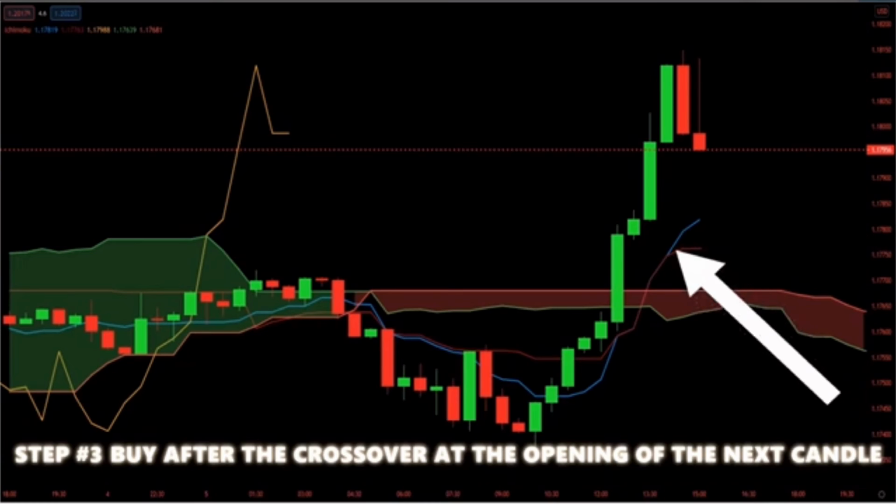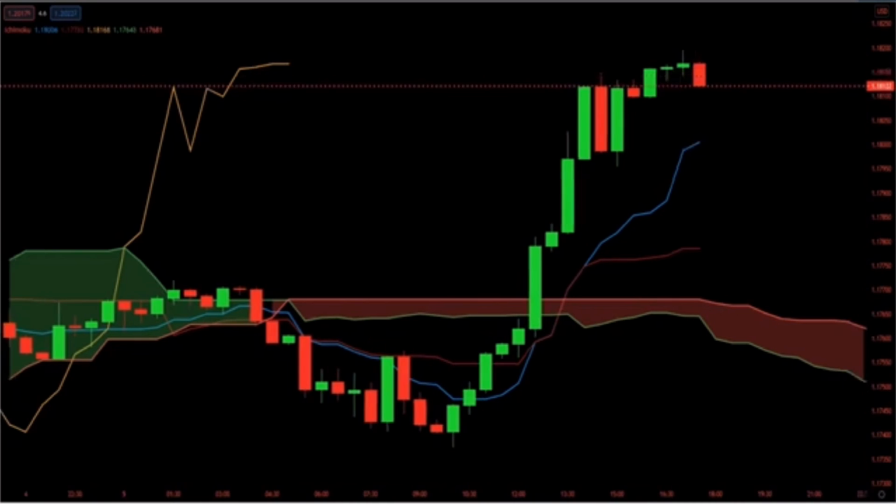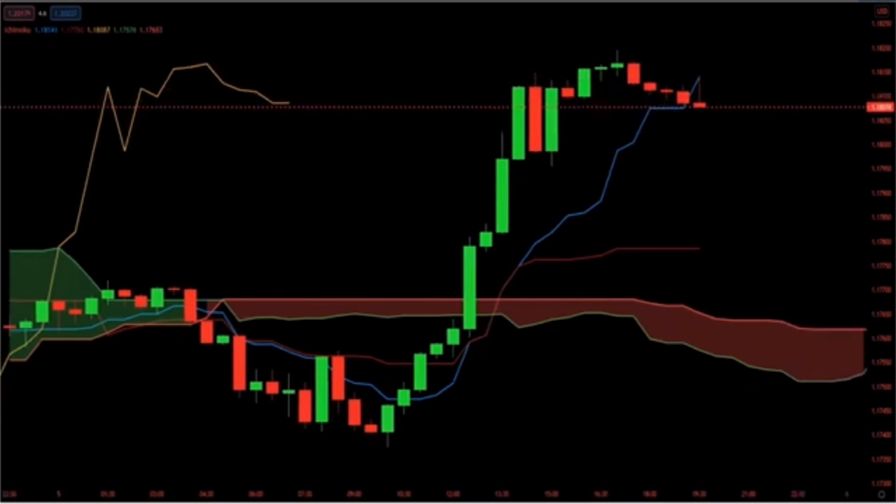Ideally, any long trades using the Ichimoku strategy are taken when the price is trading above the cloud. So after the crossover, we buy at the opening of the next candle. The next important thing we need to establish is where to place our protective stop loss.